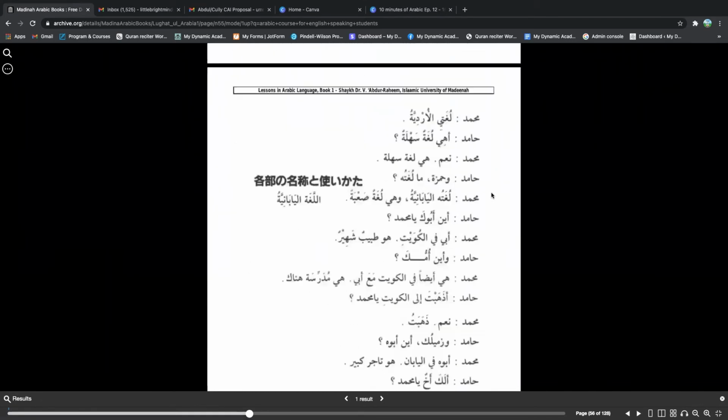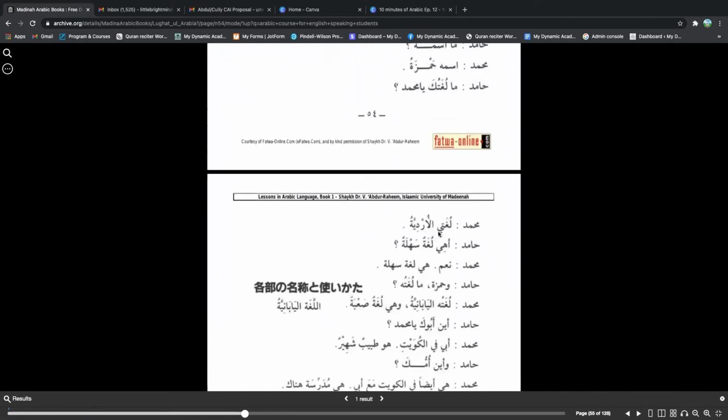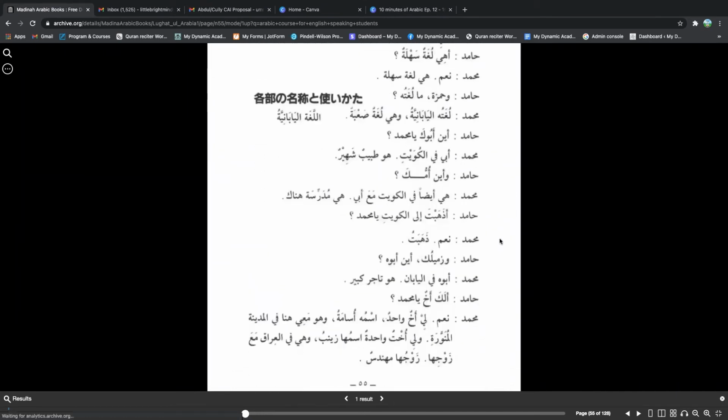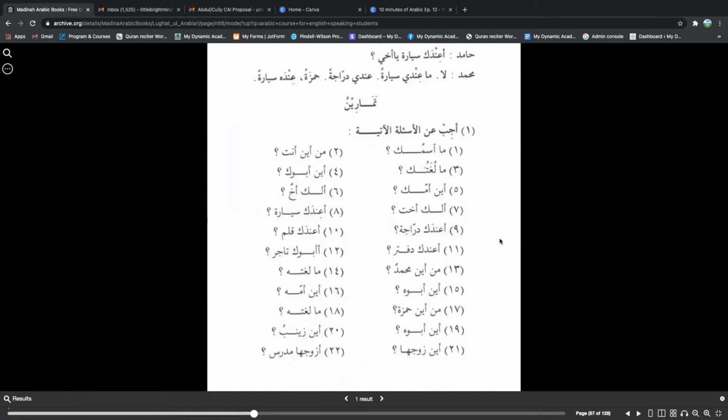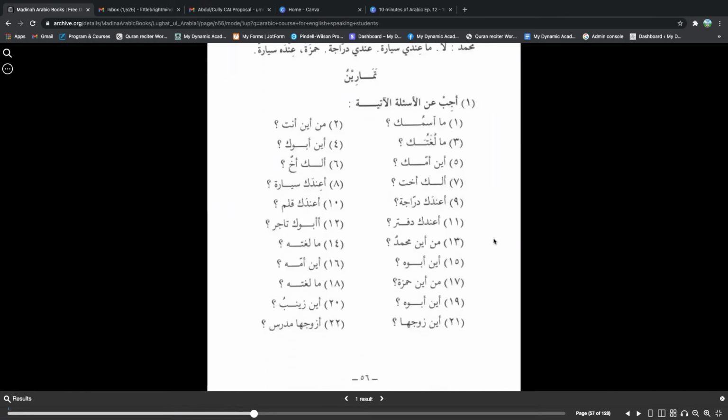You can just go back here, and he told him, "Lugati at ordiyatu." Now, just for the sake of time, I won't go through all of them, but this is something you could practice yourself too. You can answer these questions for yourself. Like, "Ma ismuka?" What is your name? And then you can say, it's me, and then your name.